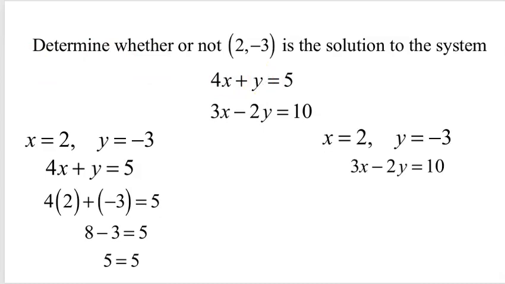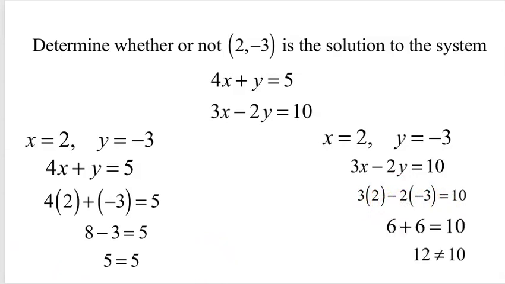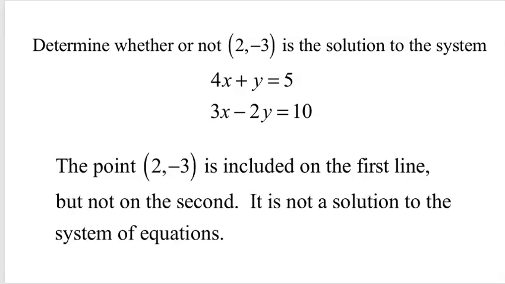Again, x is 2, y is negative 3. Plugging into 3x minus 2y, is that equal to 10? 3 times 2 minus 2 times negative 3. 3 times 2 is 6. Negative 2 times negative 3 is positive 6. So we get 6 plus 6, which is 12. I don't think so. 12 is not equal to 10. So (2, -3) is not on the second line. It's on the first, but that's not enough. So in that case, it is not a solution to the system of equations. There is a solution to that system, but it is not (2, -3).